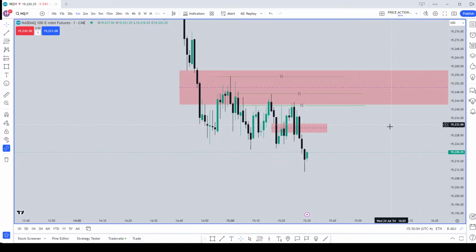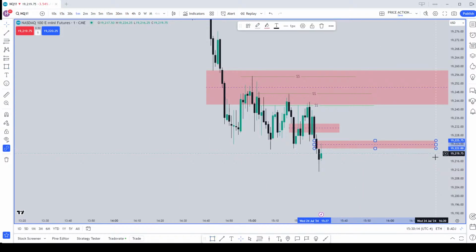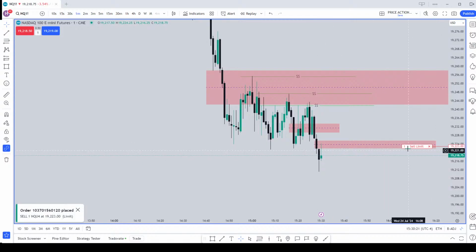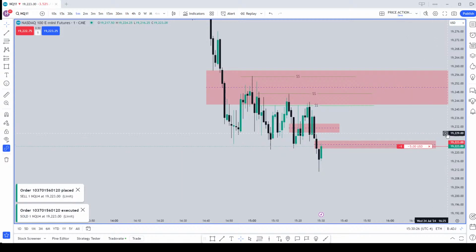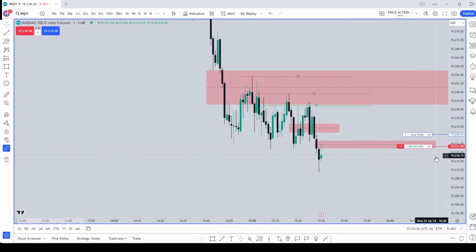Let's see if we can see potential entries. I would like it to respect this fair value gap right here, as it is respecting it. Let's place a sell order here. Stop. We are filled. Stop over this candle, and we are aiming for these lows.